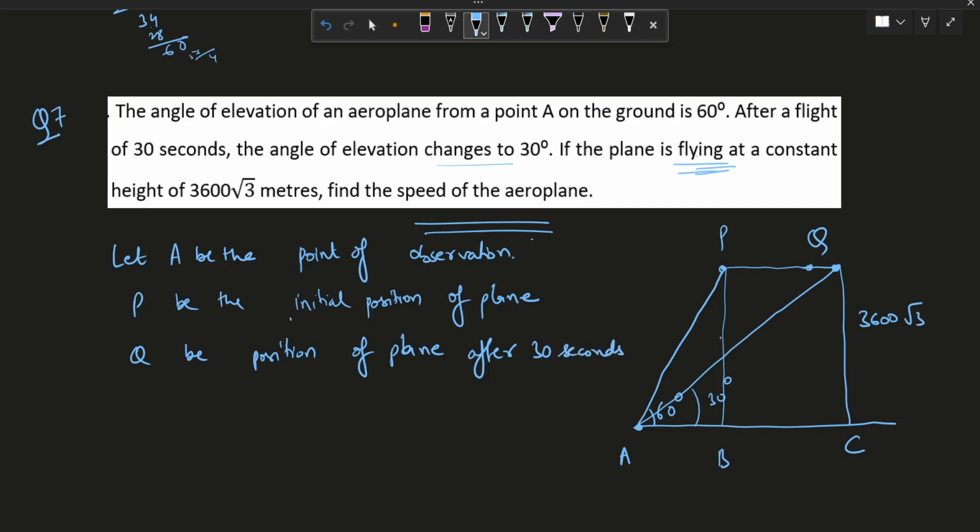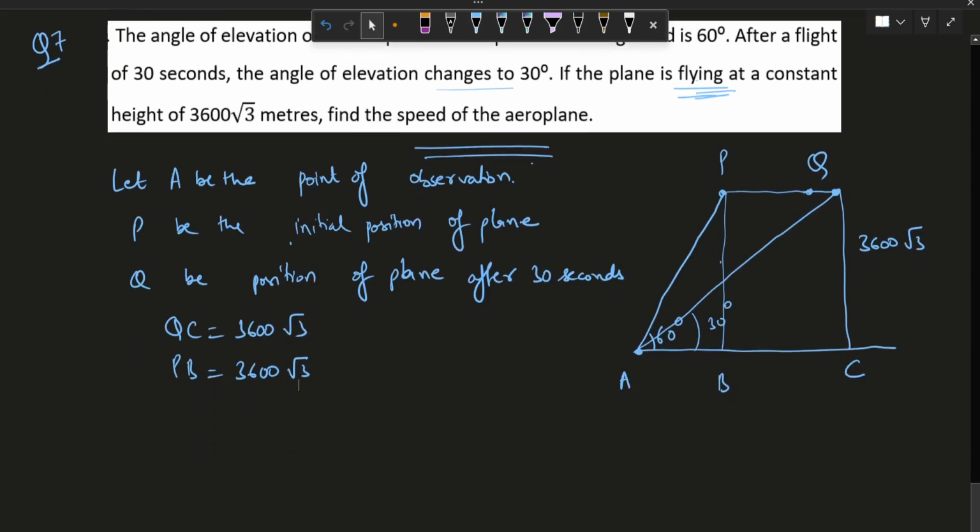Clear? Now let's begin with the next point over here. What do we have to calculate? We have to calculate the speed of the plane. Let's write the distances here. I have QC is 3600 root 3. So I have PB also as 3600 root 3.